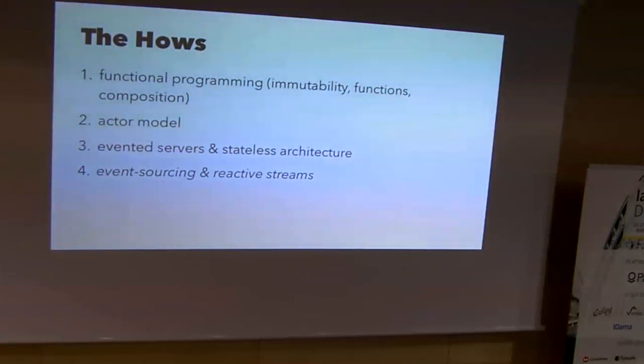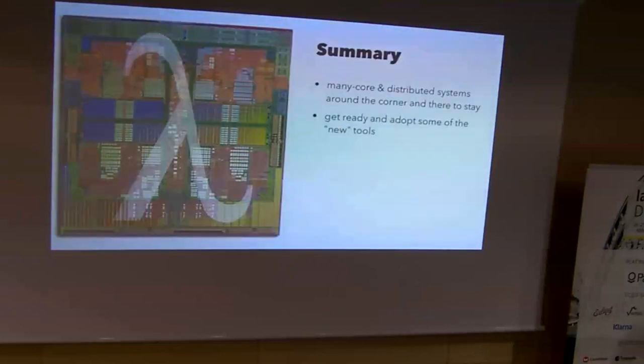So the small summary, two things I want you to remember: many-core processors are here, and they're here to stay. And distributed systems are also here to stay. This is something we should just accept. And we should get ready to adapt, and use some of these new tools and techniques in order to make use of these changes in how we build applications. That's it, I think. Thank you very much.